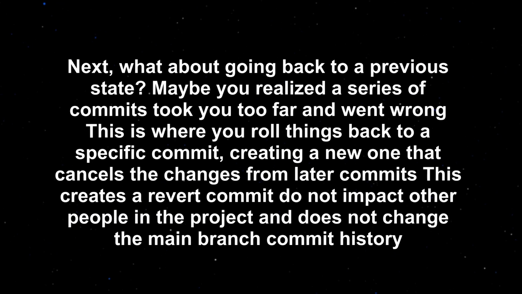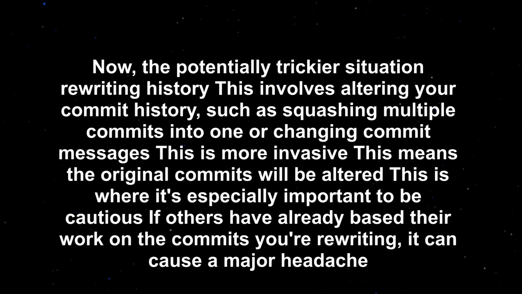Next, what about going back to a previous state? Maybe you realized a series of commits took you too far and went wrong. This is where you roll things back to a specific commit, creating a new one that cancels the changes from later commits. This creates a revert commit, does not impact other people in the project, and does not change the main branch commit history.